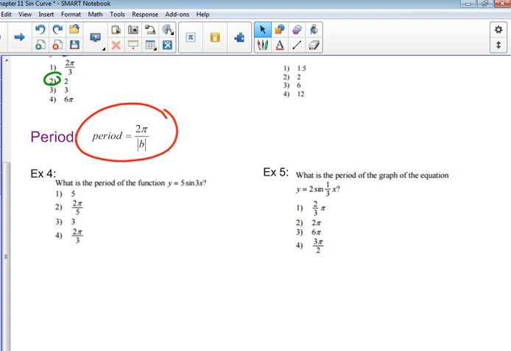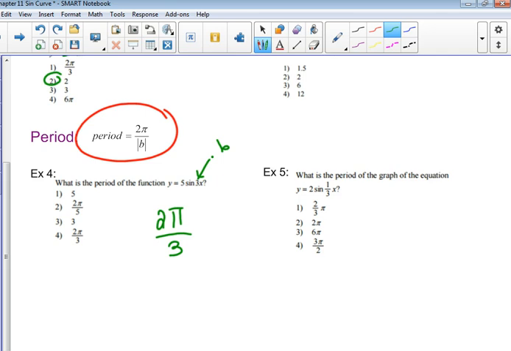What do you guys think for the period? What would you want to use? What do you need here? The b. Good job. Very nice. Because in order to do the 2 pi over b, we need to figure out what the b is here. What is the b? Great. Good. Nope, that's a pretty common one.